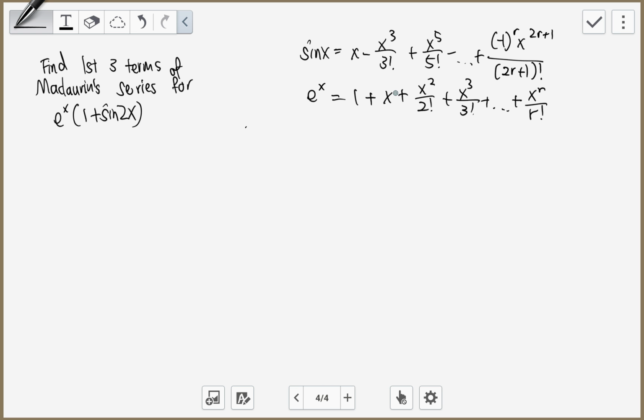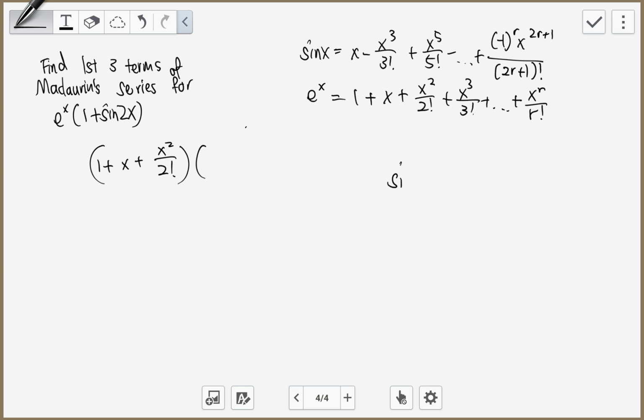For e^x, I want the first 3 terms, so I change this to the first 3 terms: 1 plus x plus x squared over 2 factorial. And then here I also take just the first 3 terms of this expansion.